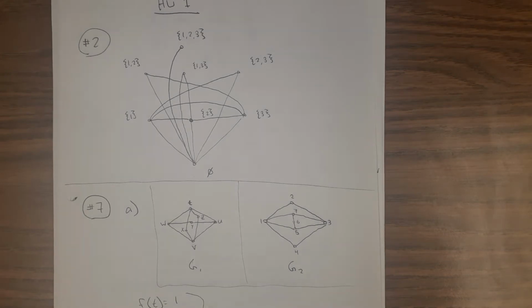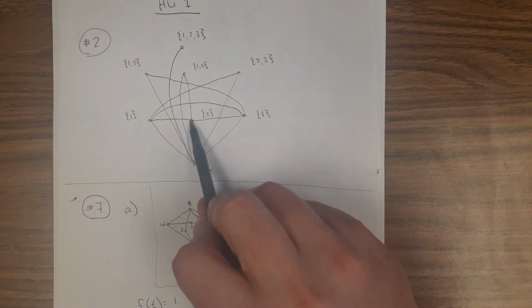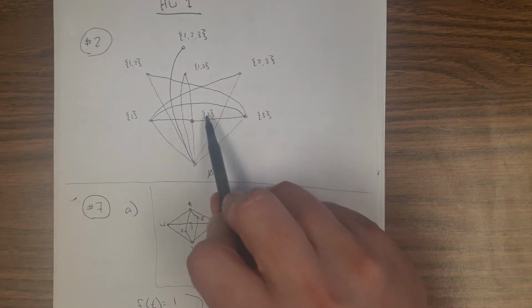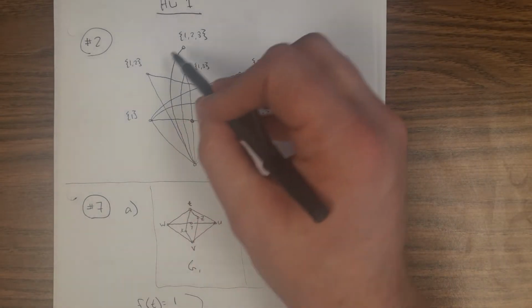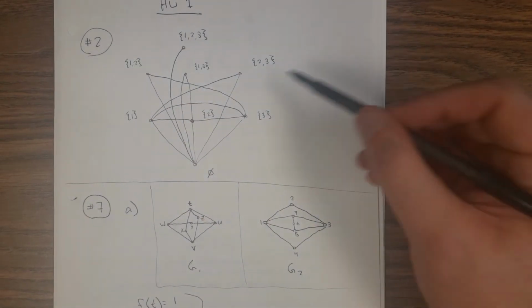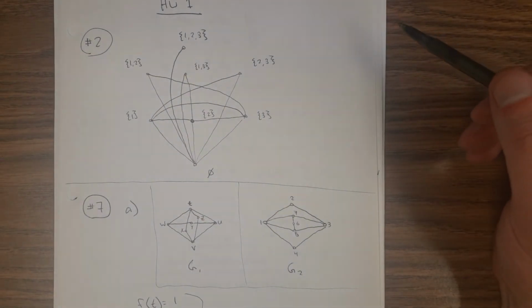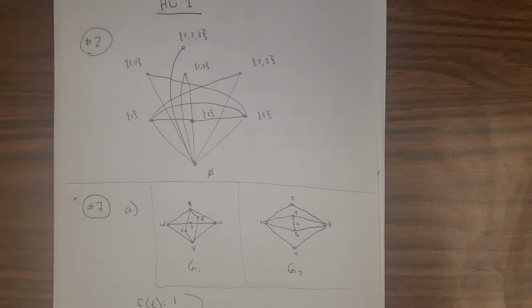And vertices are supposed to be adjacent if they correspond to sets that are disjoint. So, for example, this vertex and this vertex are adjacent because this set and this set are disjoint. So I'm not going to go through the whole thing. You just have to go through and find all the pairs of disjoint sets and make sure you draw an edge between each one. Yeah, so that's number 2.